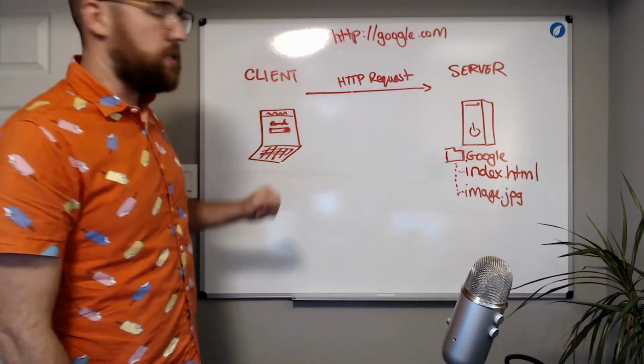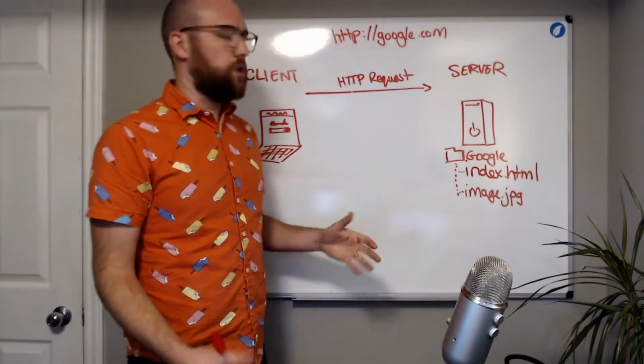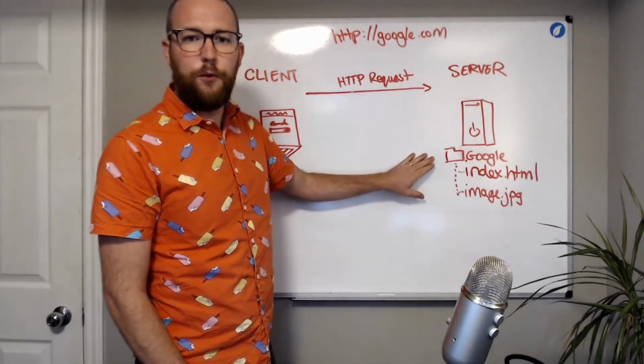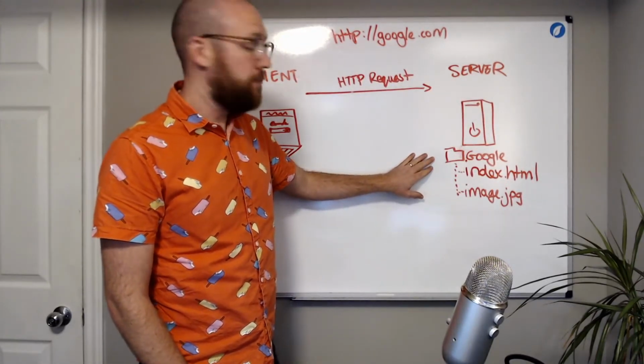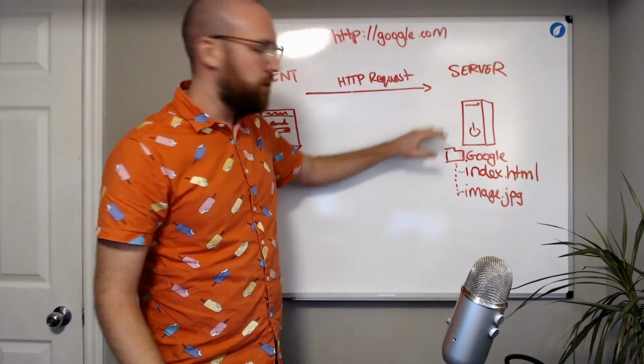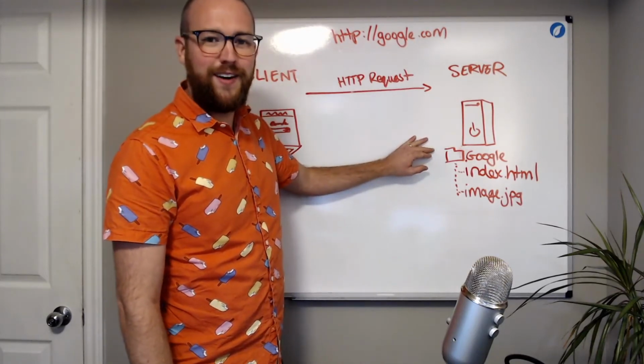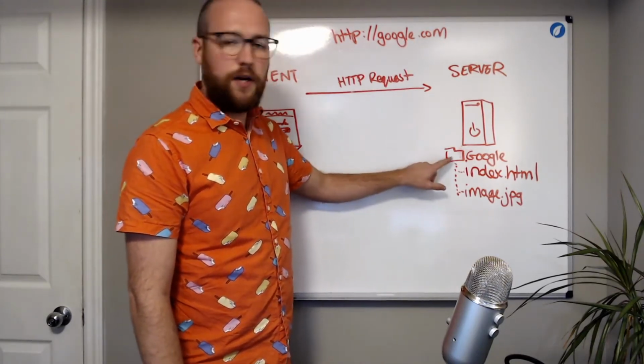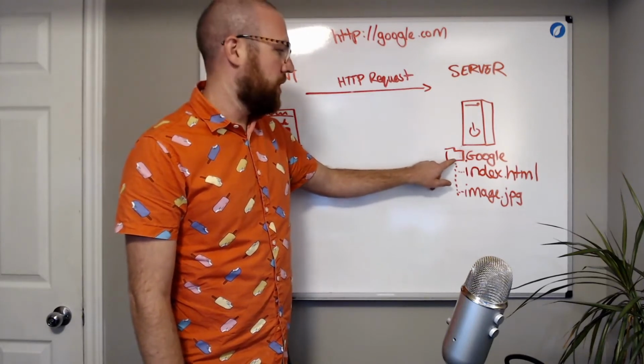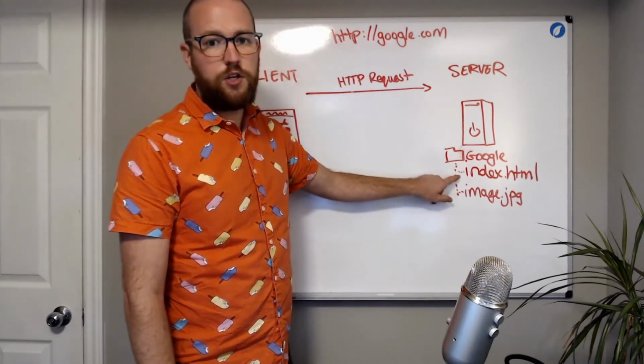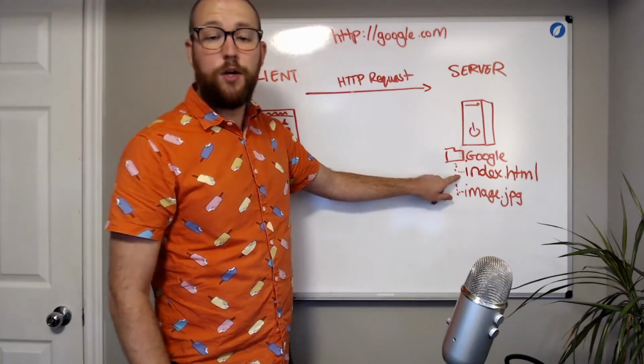The server then says, okay, what do I have for google.com? It's going to go to the file folder on its computer. The server has a computer, and it's going to go to a file folder there on its file system, find a Google folder that it's been mapped to, and say, well, I have an index.html file, and by default, I'm going to serve that first.